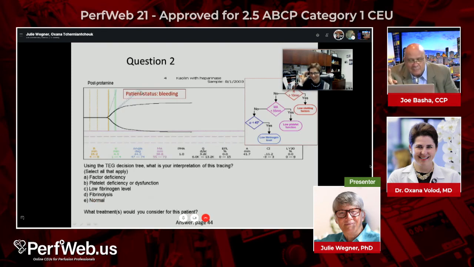All right, in this case, it's post-protamine. It's a kaolin with heparinase sample. The patient status is bleeding. So using the decision tree or just what you learned tonight, what is the likely interpretation and what types of treatments would you consider?